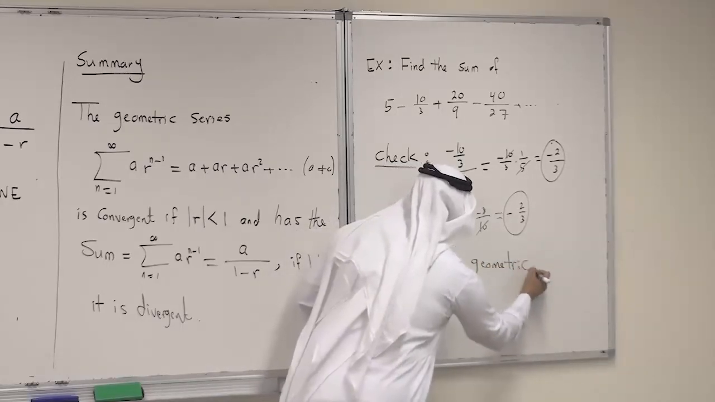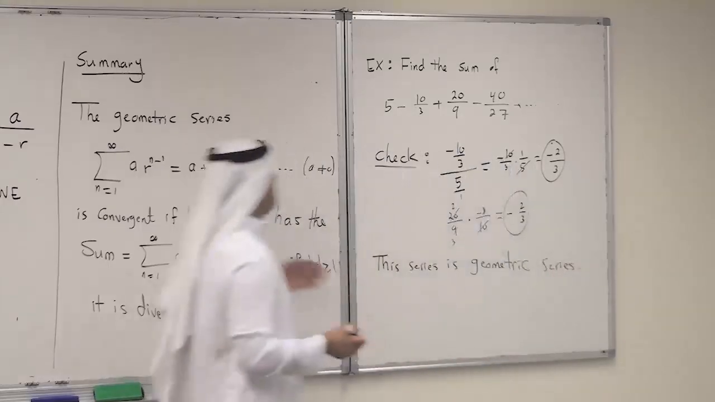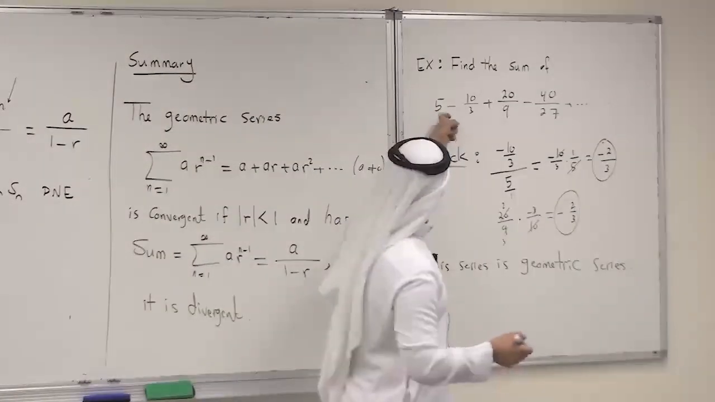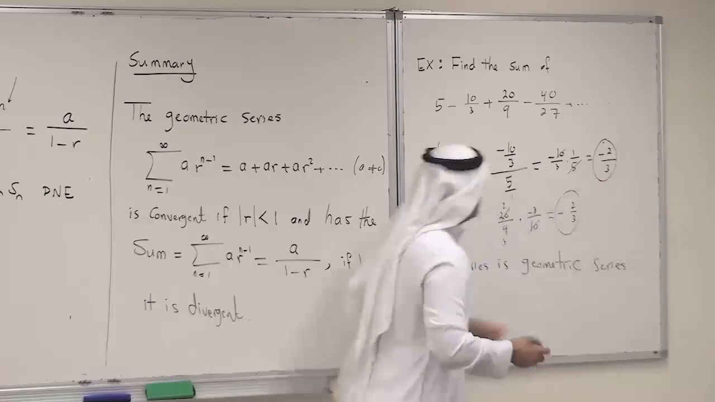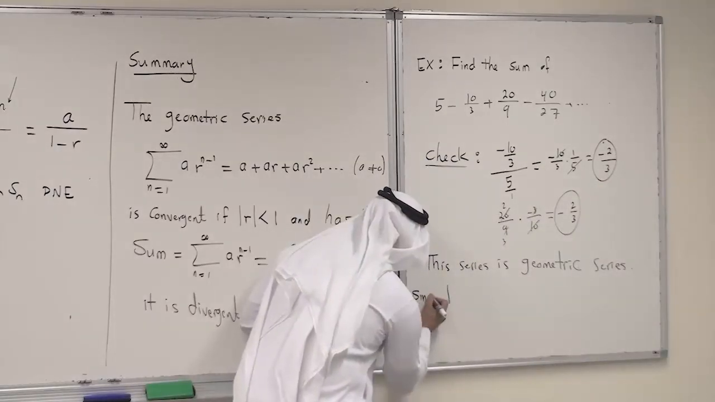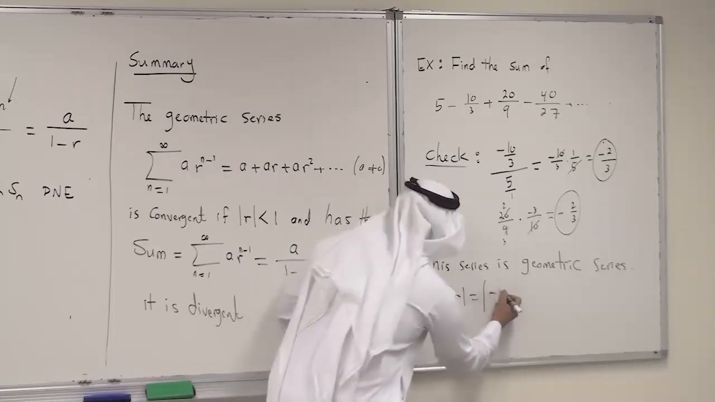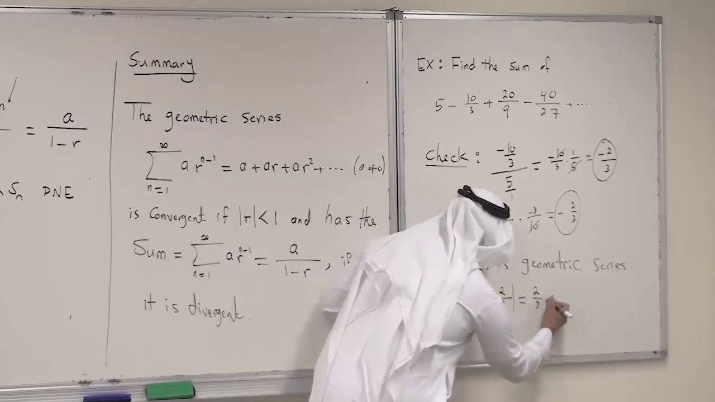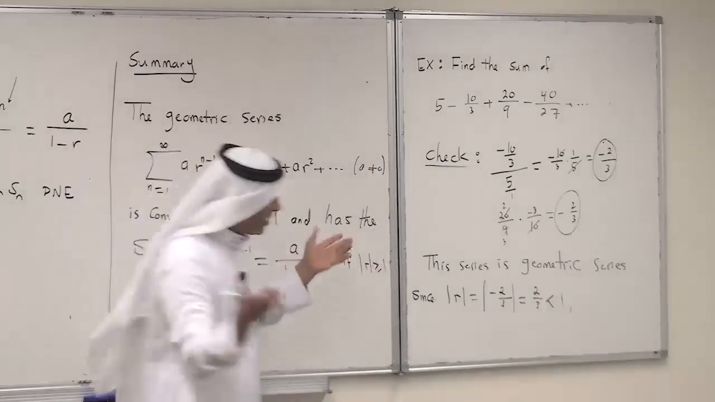So if it is a geometric series, what is the conclusion now by the test we have here? We need to observe two things. What is A? A is the first element, so it is 5. And what is R? This is most important actually. We have the absolute value of R, which is the absolute value of minus 2 over 3, which is actually 2 over 3. That is less than 1. So what is the conclusion? This is less than 1, so the series is convergent.